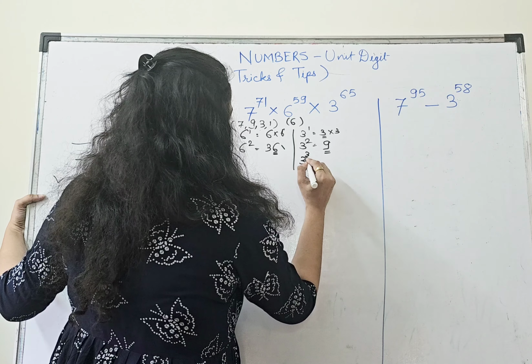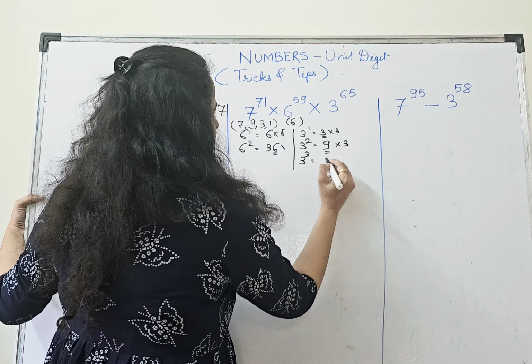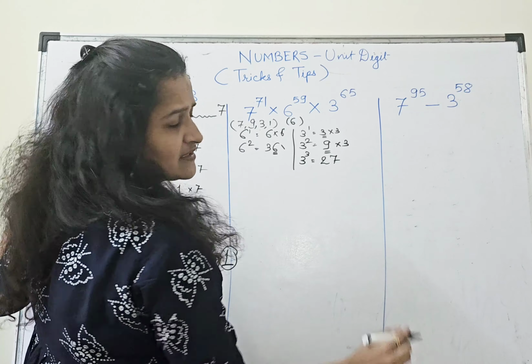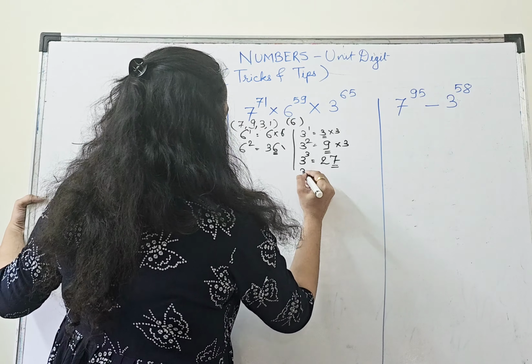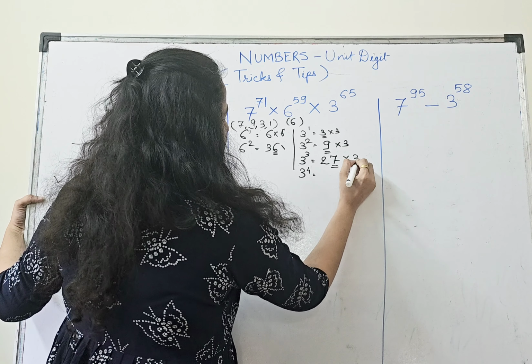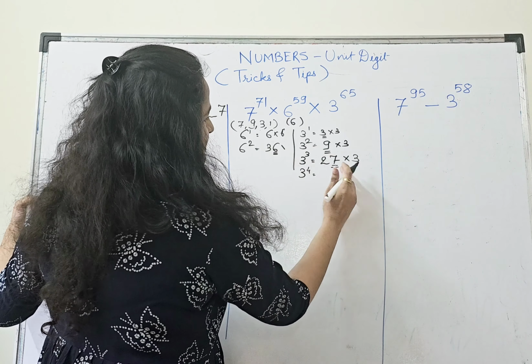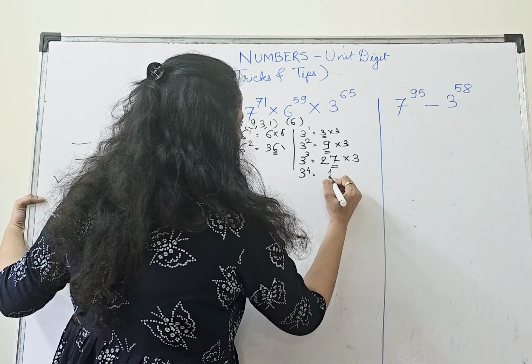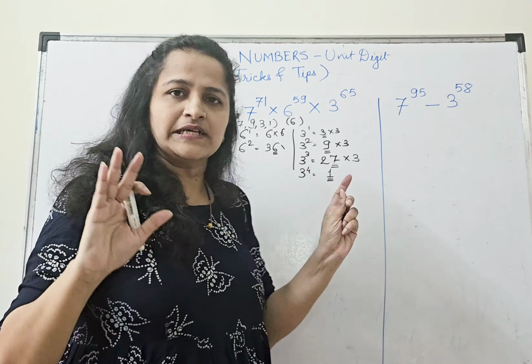Now do 3 raised to 3. What does it come to, 9 into 3? So it is going to be 27. So you are interested in this 7. 3 raised to 4 means multiply this by 3. So forget about the other digits. Just 7 into 3 is how much? 21, right? Once the 1 comes, no?